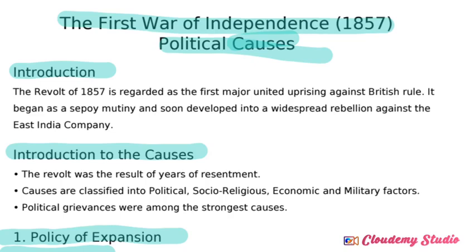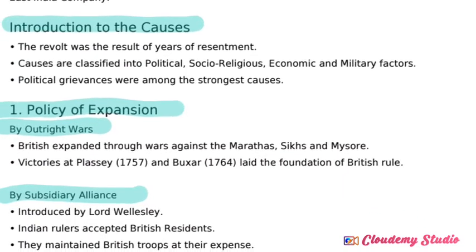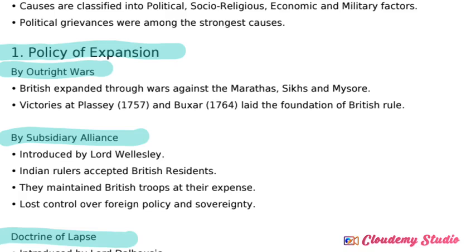I'm going to explain the political causes of the first war of Indian independence. The first one is the policy of expansion. The policy of expansion means the Britishers were always trying to expand their administrative system, their ruling system, in India. They introduced a lot of different policies and restrictions on the Indians to expand their ruling system.